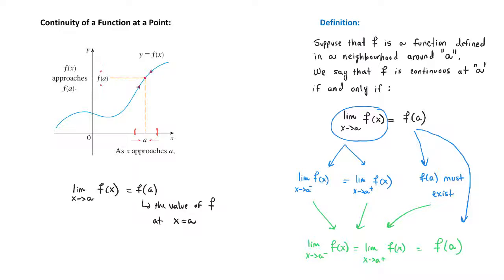So when we combine this, you have the double-sided limit. The double-sided limit has to be equal to f of a. And all of this right here is captured here. The double-sided limit must be identical to the y value of the function at x equals a.